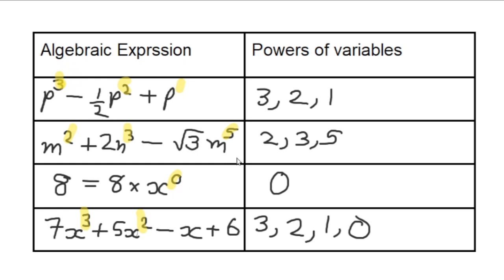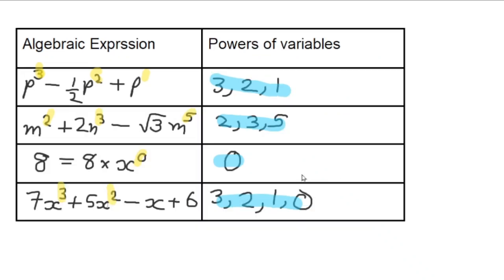Now from here we will see what a polynomial is. Consider these numbers 3, 2, 1, 2, 3, 5, 0, and all these numbers you see. All these numbers are whole numbers. Whole numbers means 0, 1, 2, 3 and so on. We do not have half, minus 1, minus 2. Such numbers are not there.